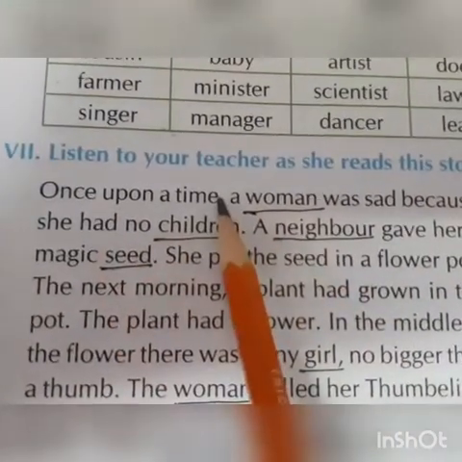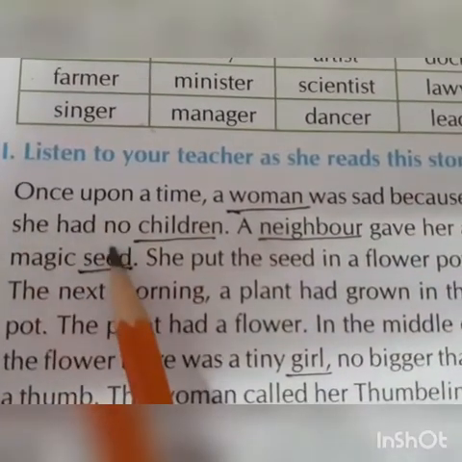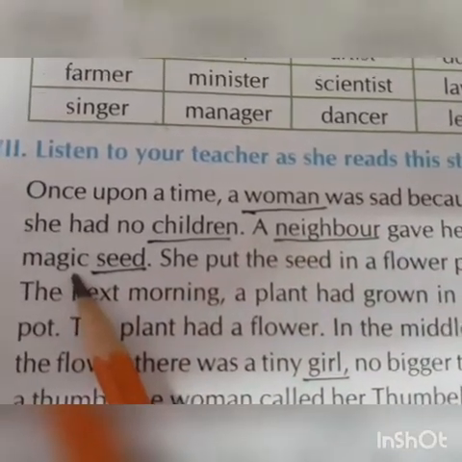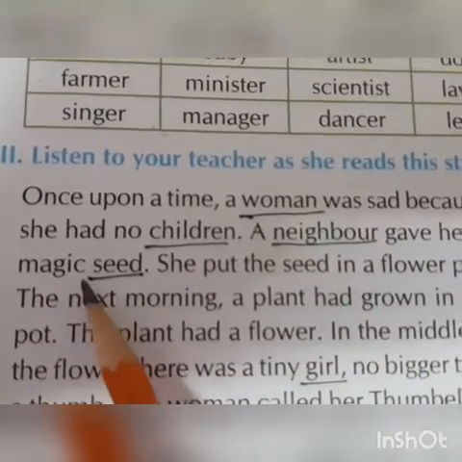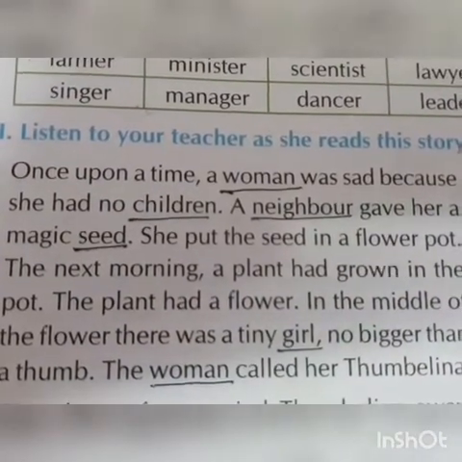So once upon a time, who was there? A woman was there, but she was sad. Why was she sad? Because she had no children. So one of her neighbors gave her a seed. It was a magic seed. It was not a common seed. It was a magic seed. And she put it in the flower pot, and the next morning a plant had grown in it, and in that plant was a flower. And in that flower was a tiny little girl whose size was just the size of her thumb. So it was so small, just the size of her thumb. So she gave the name Thumbelina.